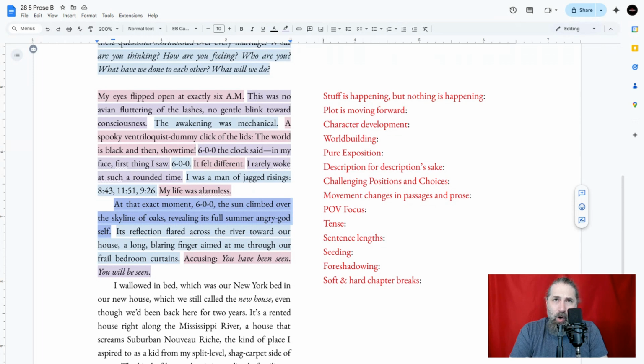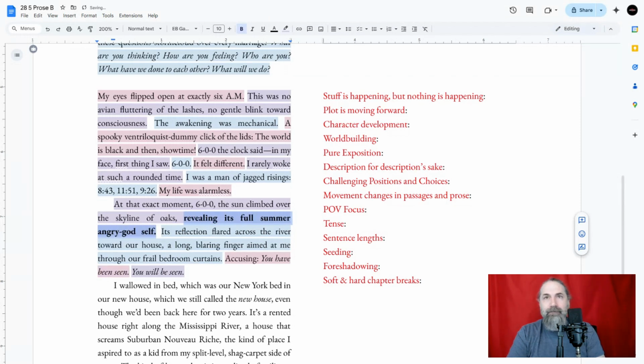The sun climbs over the skyline without it saying he saw or he looked at the sun climbing. It's just what he's experiencing. "The sun climbed over the skyline of oaks, revealing its full summer angry God's self." Hopefully the intent was that this is a direct reflection of what the character is feeling, but also how they are perceiving the sun's awakening presence on them.